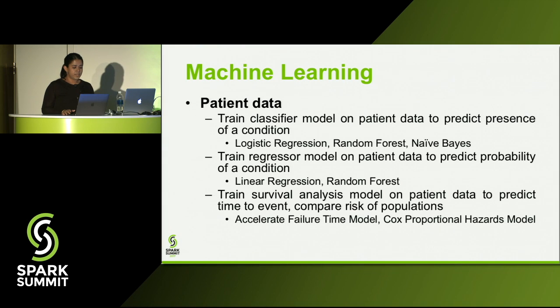Sometimes you might also want to understand the time to failure or time to an event. That's when survival analysis algorithms come in. So you're predicting not just if it's a yes or a no, but what is the time for something happening, or comparing risk of populations. The accelerated failure time model is an algorithm already in Spark, and the Cox proportional hazards model is something our team has implemented. It's a distributed implementation that you could use to compare, say, the proportion of men to women getting a particular condition or a failure or an event.